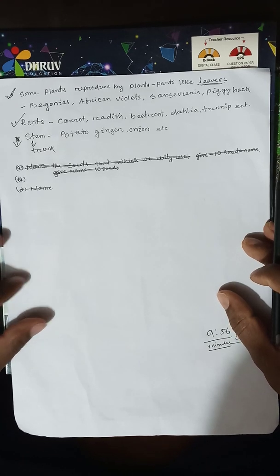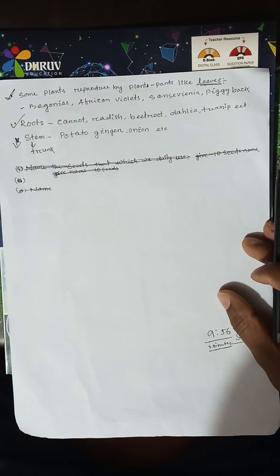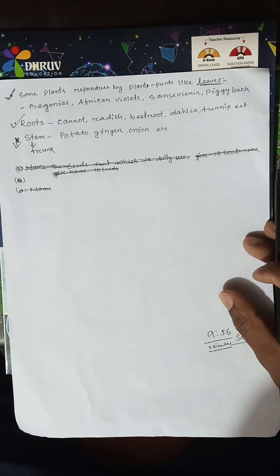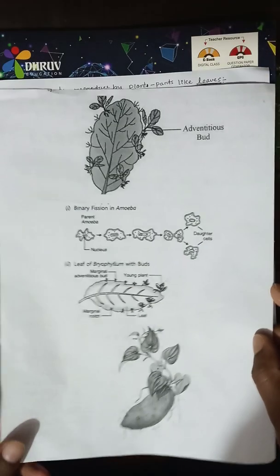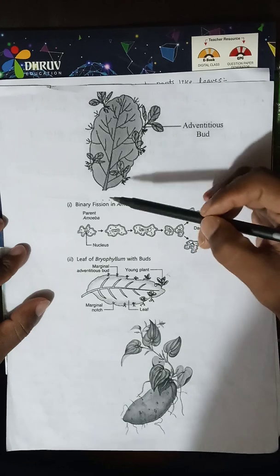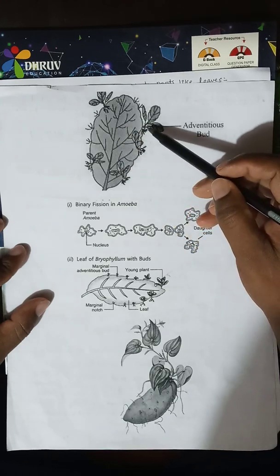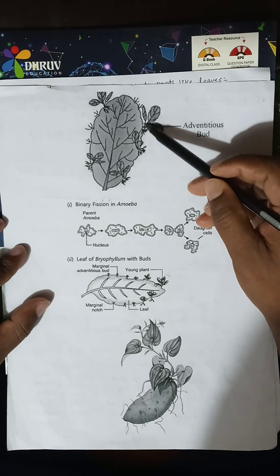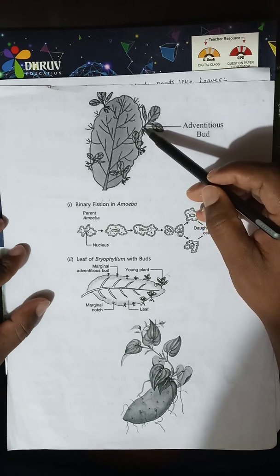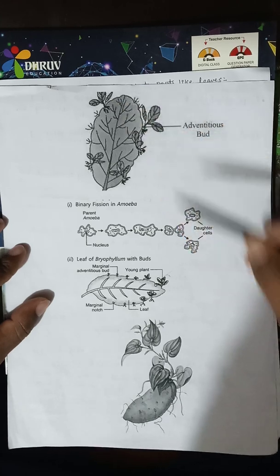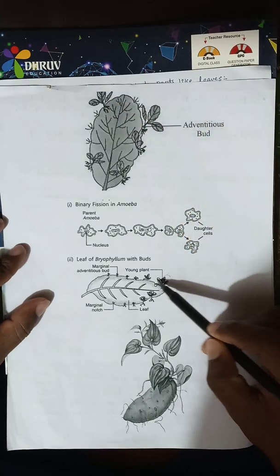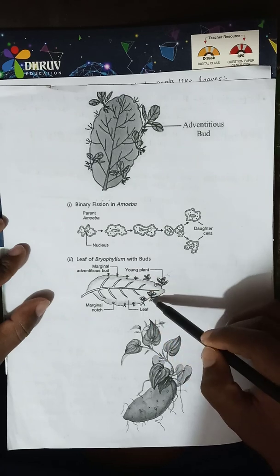Then some plants reproduce by plant parts like leaves. So there are some examples: begonias, African violets, sansevieria, pigeonback. So these are the leaves. Dear children, now you see the leaves, how they give new plants through their buds. They germinate new plants through their buds.